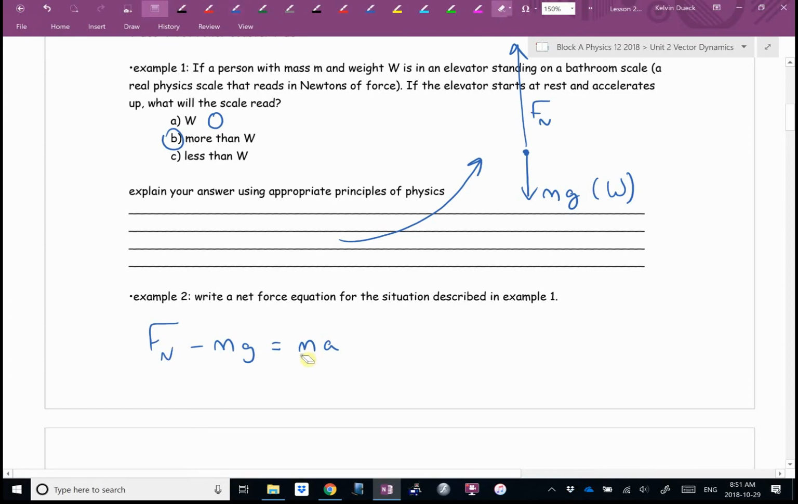Now this is the equation for an elevator accelerating up. For an elevator accelerating down, I would take 2 seconds to jot down a new free body diagram, which would give me my new equation. I wouldn't try and memorize stuff.